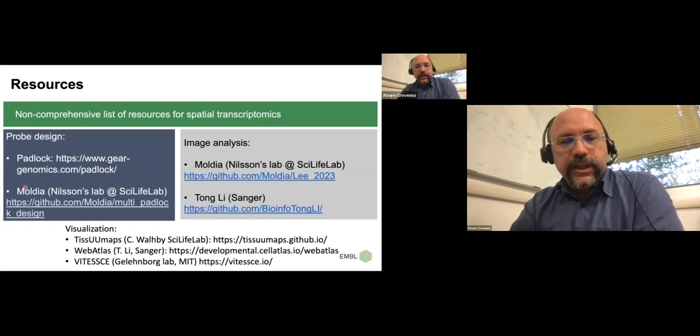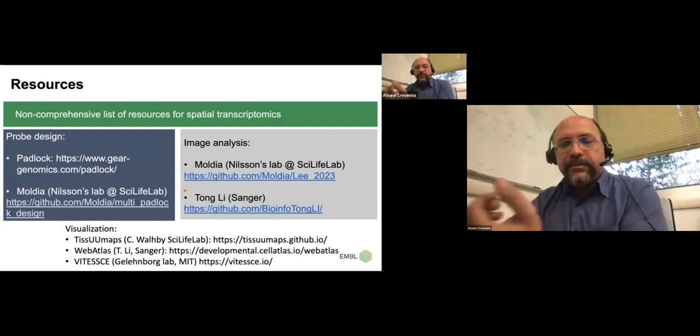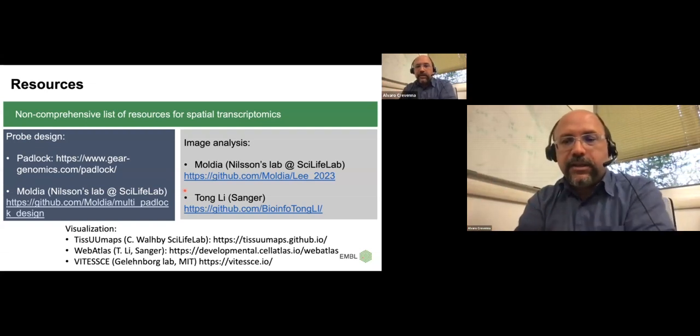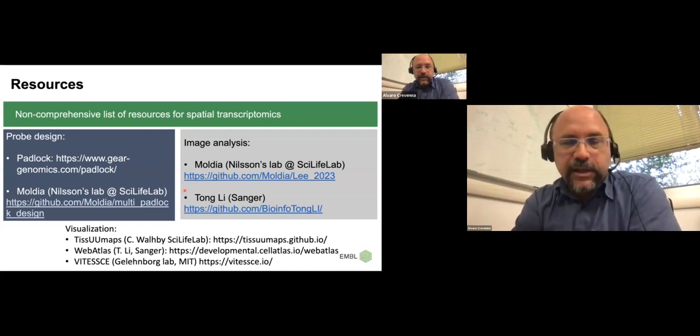There is the Moldia. So essentially the lab of Matt Nilsson has both a pipeline for padlock design as well as for image analysis. Our pipelines for image analysis will be made public shortly, and they will all be based on Nextflow. But essentially, if you already have data, you can use already existing pipelines. There is one here that is a lab. There is also one at the Sanger, actually part of the group of Omer Bayraktar, who will give a talk next week. For visualization, there are also available tools.